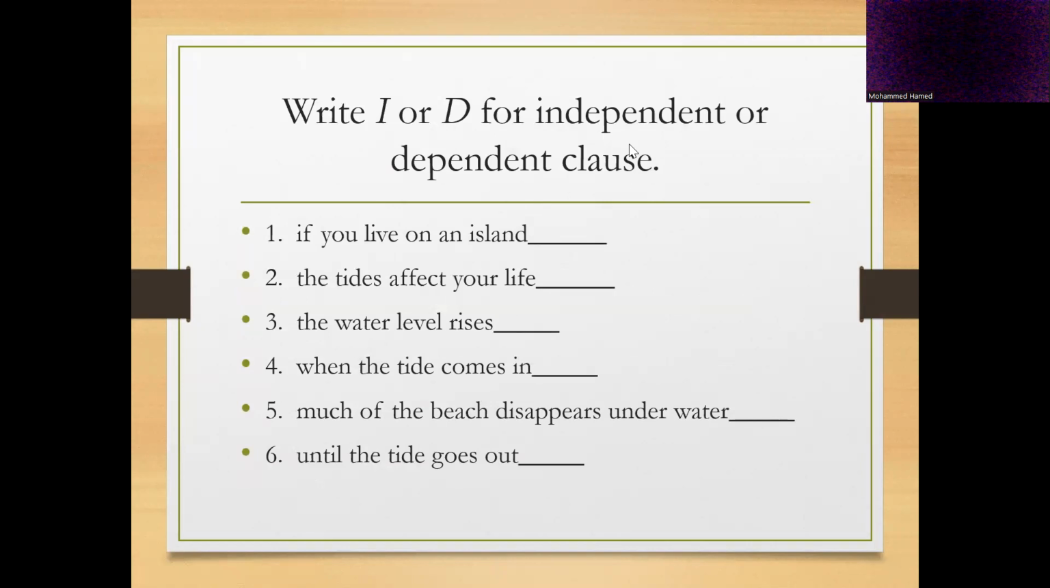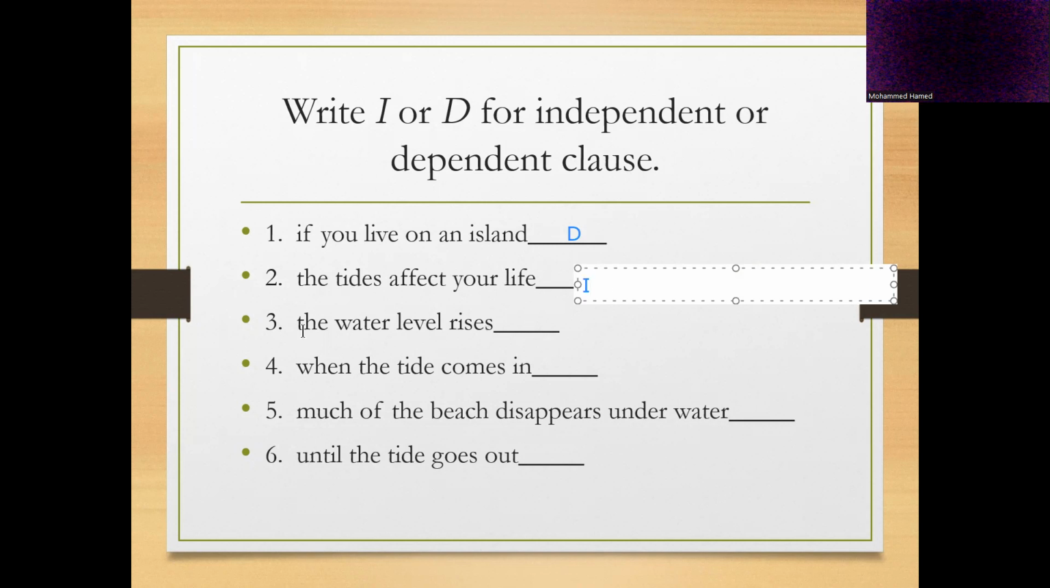Let's have some practice. If you live on an island, so this one is dependent or independent? Yes, it's the dependent. Needs another sentence because I don't know if I'm living there, what would happen? I said the tides affect your life. The tides, this is subject, affect verb. With the completion gives a meaning, so it's independent.